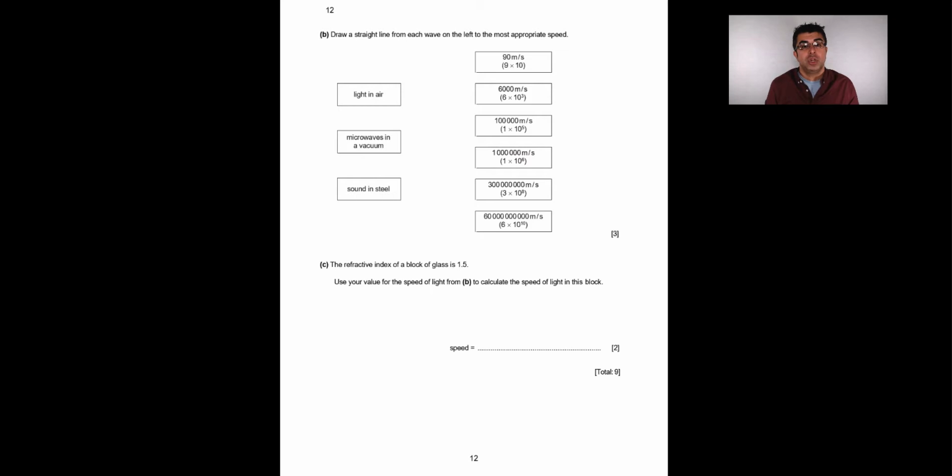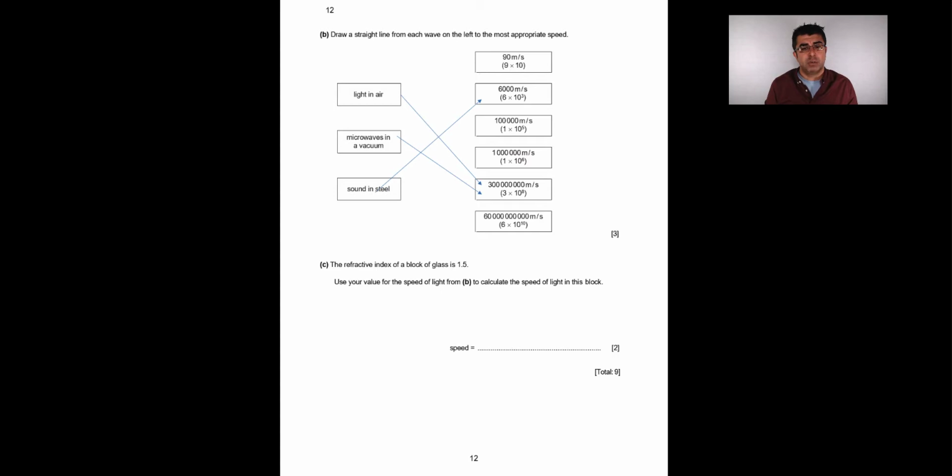Part B. Draw a straight line from each wave on the left to the most appropriate speed. Well, light in air travels at 3 times 10 to the 8. Microwaves in a vacuum also travel at 3 times 10 to the 8. All electromagnetic waves, all light waves travel at 3 times 10 to the 8 meters per second. Sound, if you look at my book, is roughly 6,000 meters per second, and that's where the 3 marks came from.